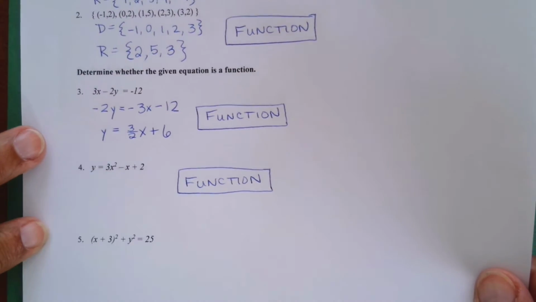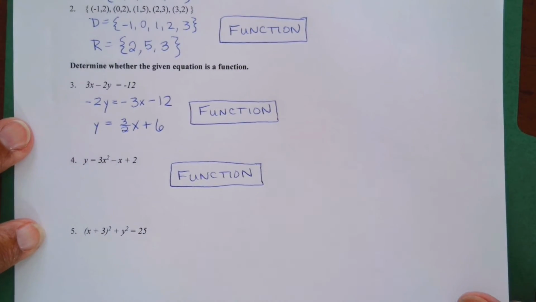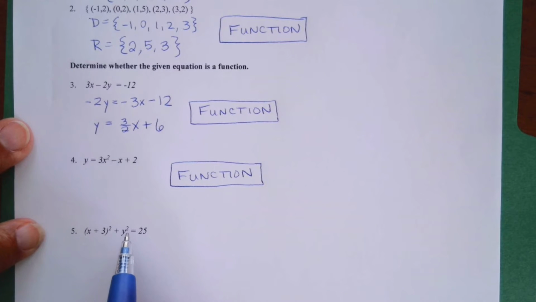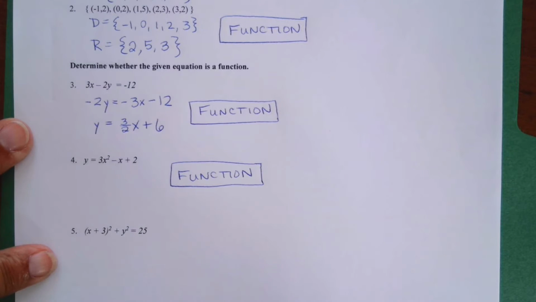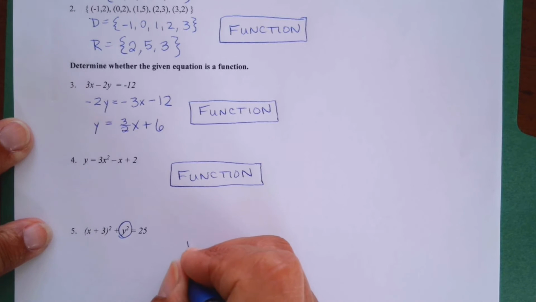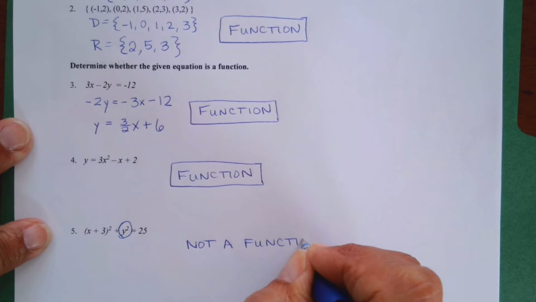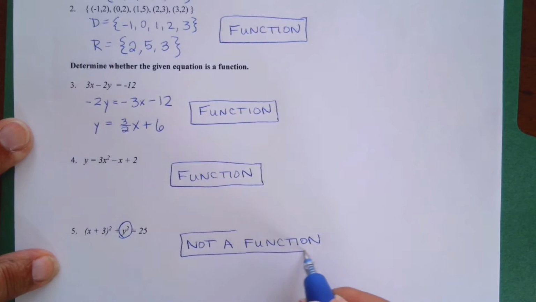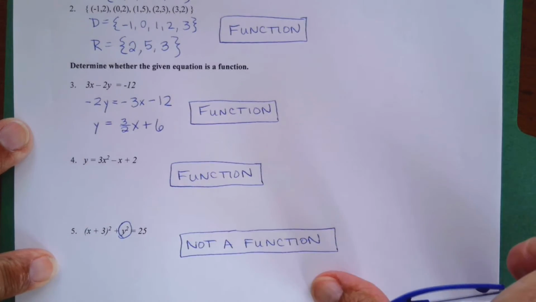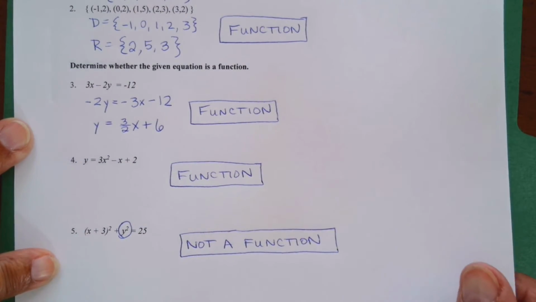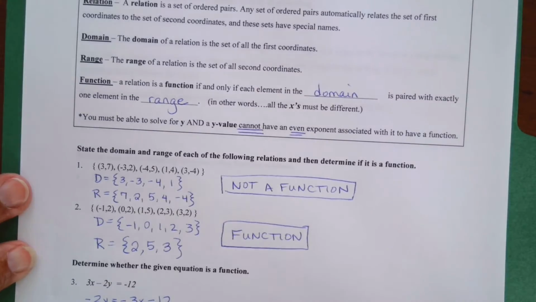All right, the last one, number 5, if you notice, has a y squared in it. If it has an even power of y, not x, but only if y has an even power, that's not going to be a function. So if you look at this problem, I could solve it for y, but it's not going to be a function. Okay, so I'm going to circle that right here. This is not a function, so I don't really need to do anything else. I just noticed that there's an even power for y, so that's not a function. All right, so that's how you kind of look at equations and can tell.